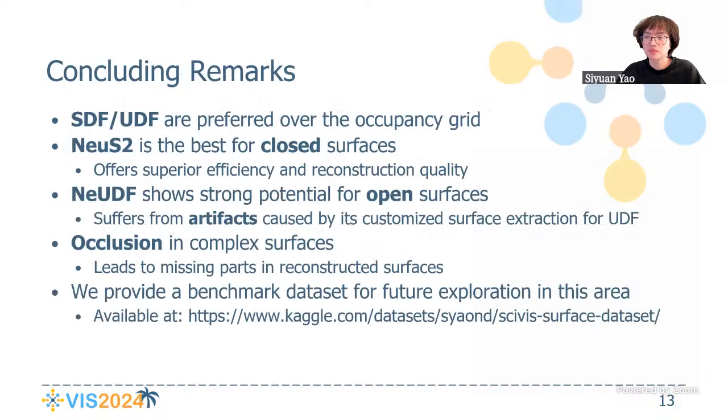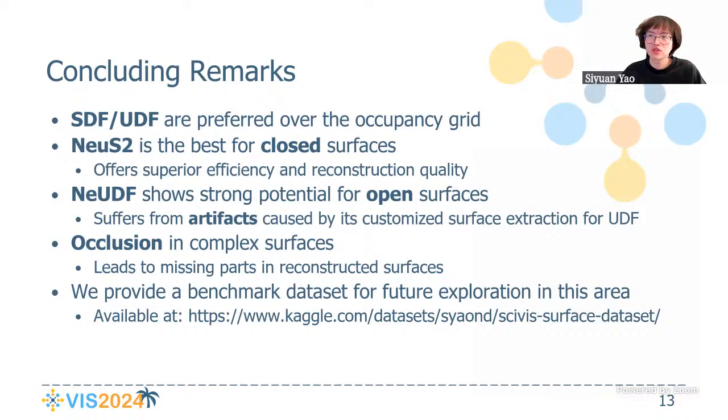So you mentioned that there is a difference in performance between closed and open surfaces. Are open surfaces typically more complex for neural models to handle? And furthermore, what do you think are the major issues that future models should try to address?